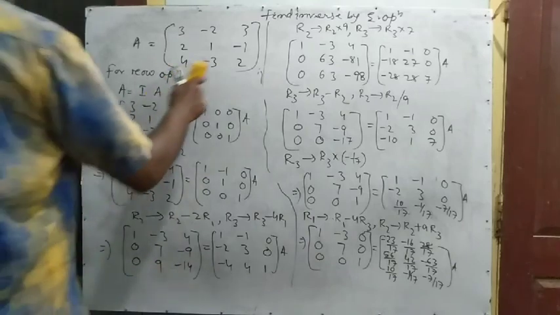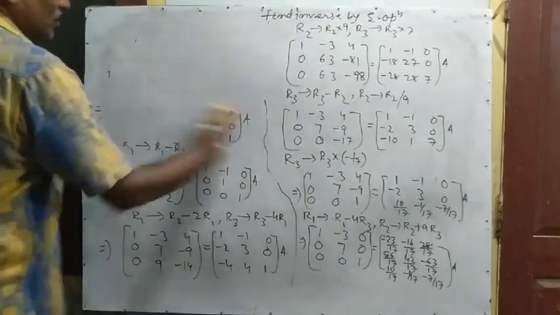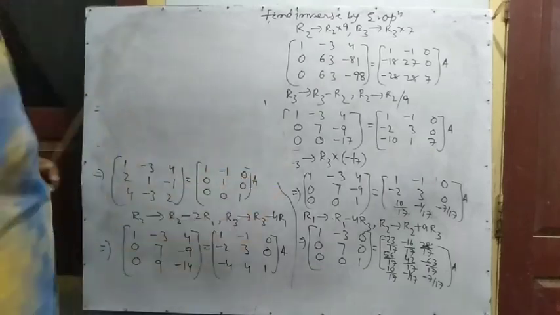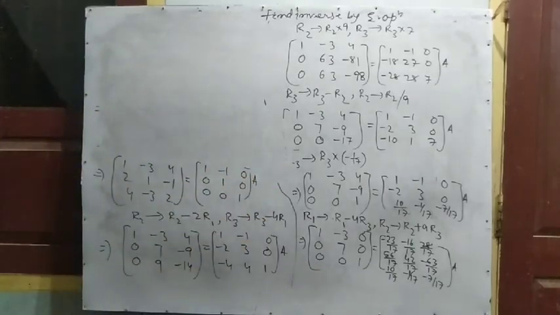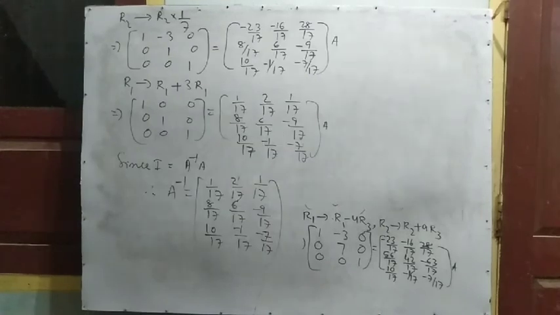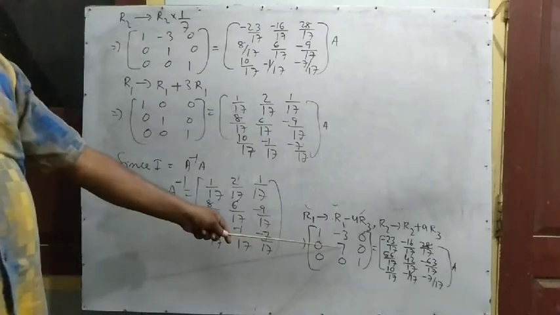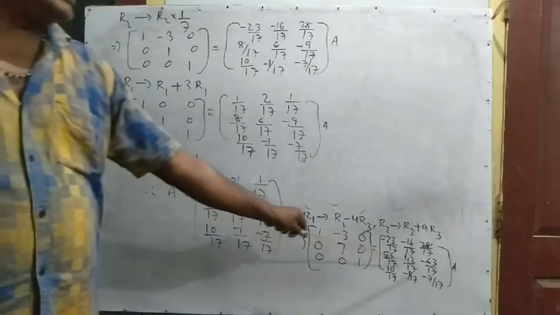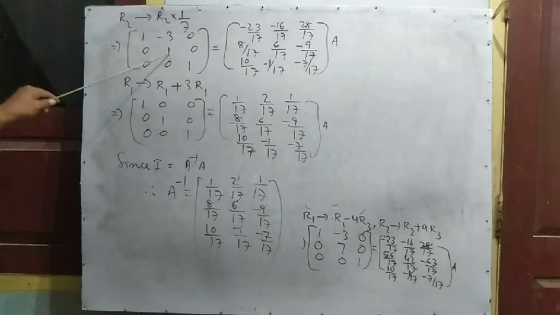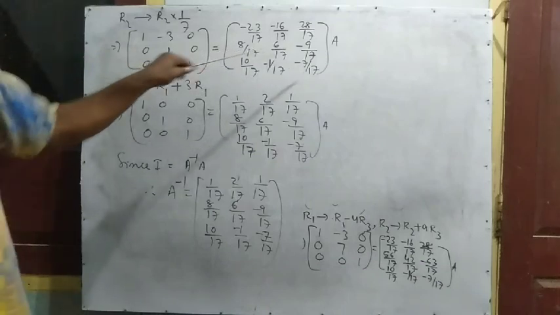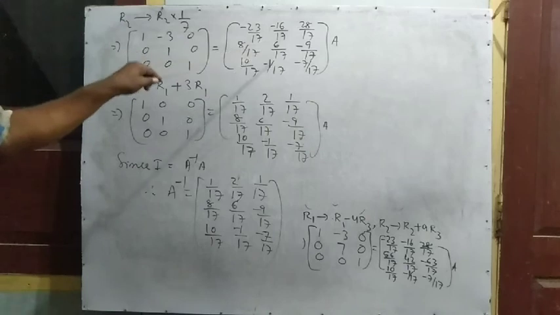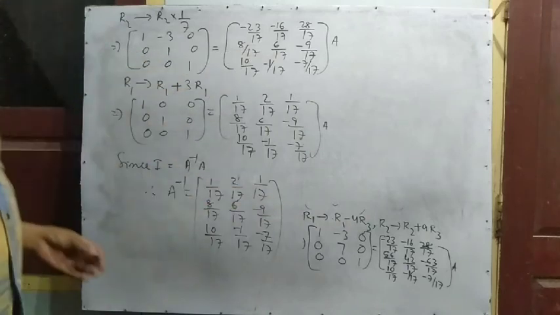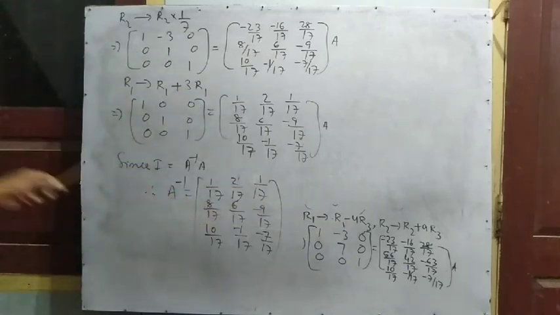Now we will do the remaining portion of this one. So here you get minus 3, and here 7 is there. You divide, or multiply by 1 by 7, then you get 0, 1, 0 and this: 7 by 17, 6 by 17 and 9 by 17. And the remaining ones are unchanged.